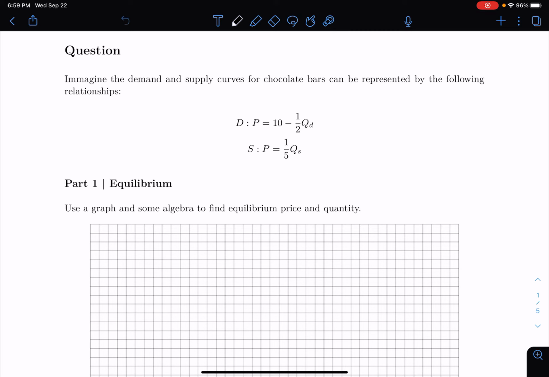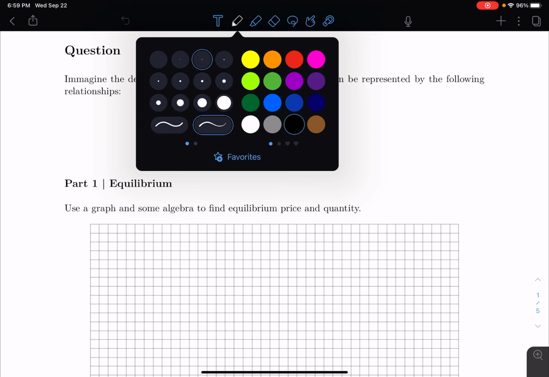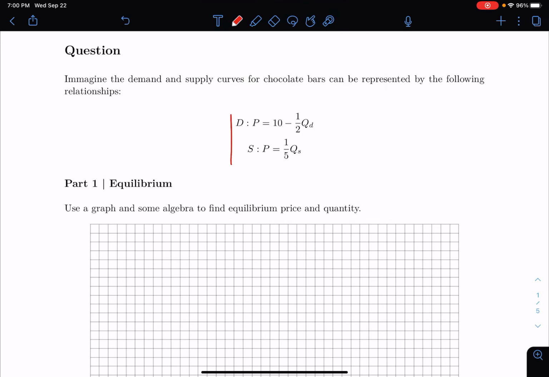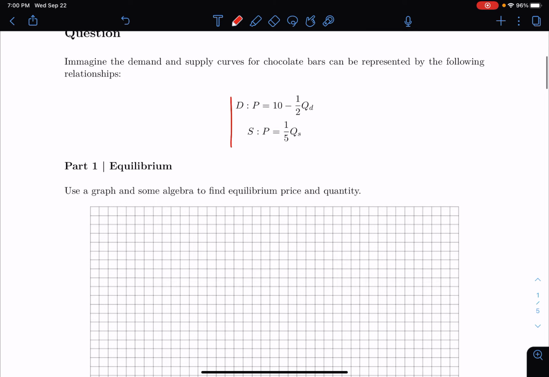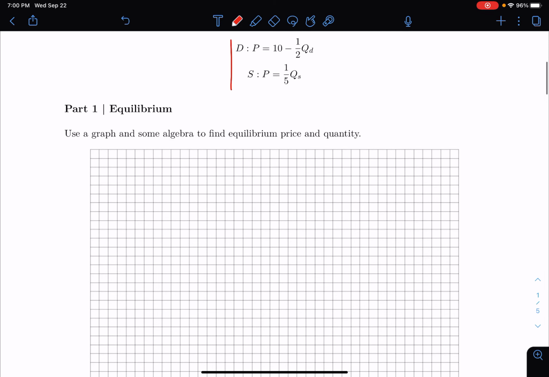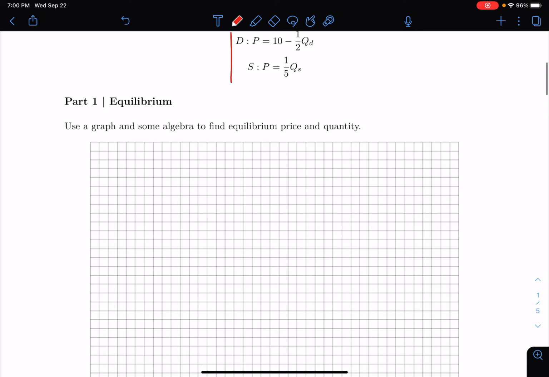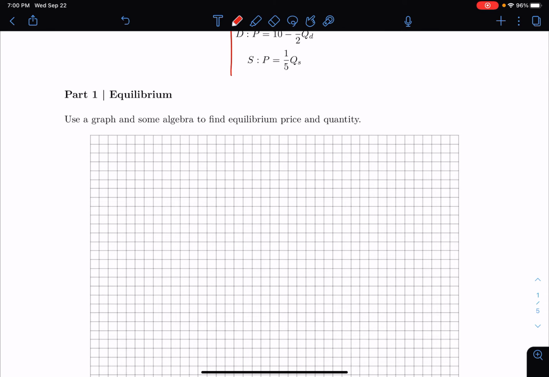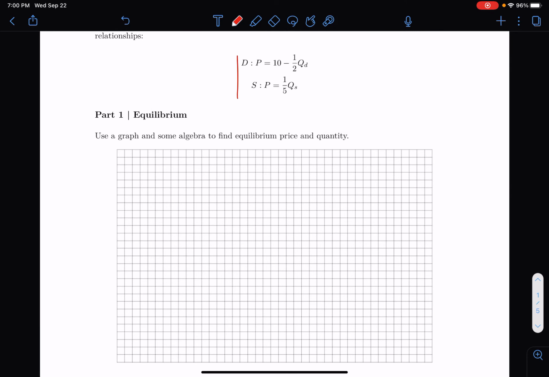The first question is about supply and demand curves for chocolate bars. So we were given both of them right here. For the first part, we're just asked to graph this. So the first thing to do is just set up the supply and demand graph. I'm going to zoom out just a little bit here. So we have price on the vertical and quantity on the horizontal.